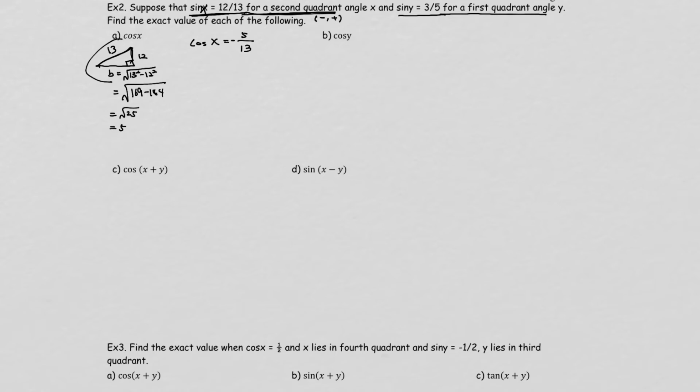Do the same thing for finding cosine y. So we have a sine, this is the y angle, right? Sine is going to be 3 over 5. And your b is going to be square root of 5 squared minus 3 squared, which you end up getting 25 minus 9. That's square root of 16, so it should be 4.